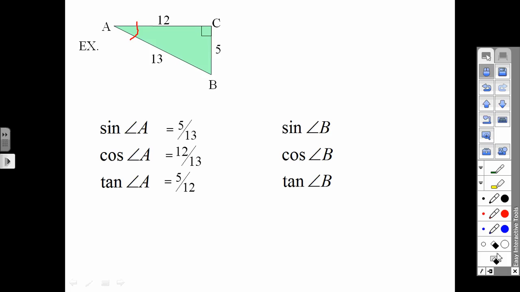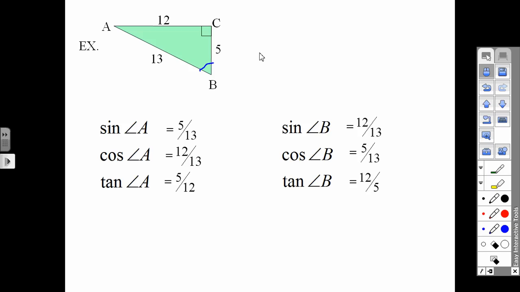All right, so the next thing we're going to do is all of these same trig functions, but now we're going to look at it for angle B. So now we're down here at this angle. When we do sine of angle B, the sine is opposite, which now 12 is the opposite side. Hypotenuse is still 13. So we get 12 over 13. Cosine is adjacent, which is the 5 over the 13. And then tangent is opposite over adjacent.